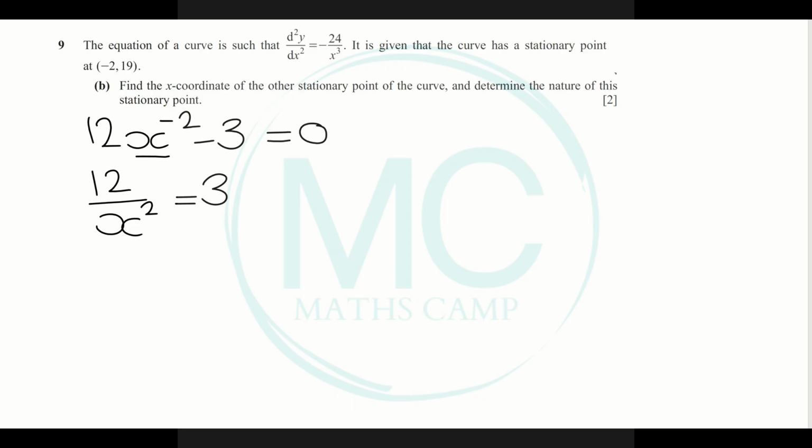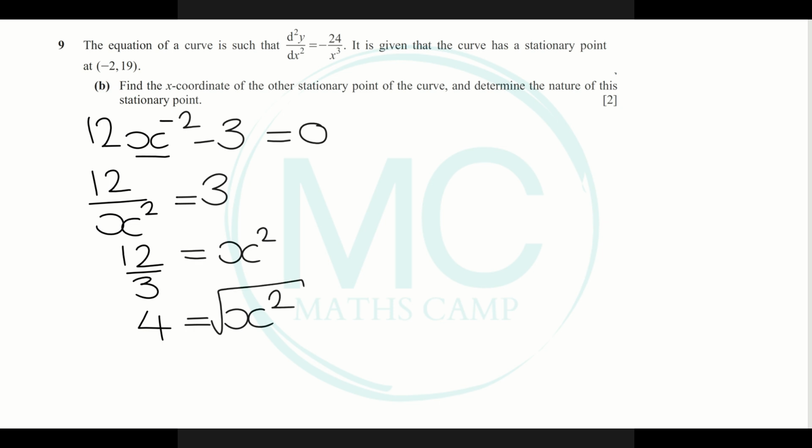To get x by itself, let's multiply both sides by x squared, and I get x squared on the right. Divide by 3, 12 over 3 is 4, and this is equal to x squared. To get x by itself, let's square root both sides, and we can see that positive or negative 2 is equal to x. Now, the question tells us that the curve has a stationary point when x is -2, which means that the x-coordinate of the other stationary point has to be 2. So over here, I'm going to say x is equal to 2.